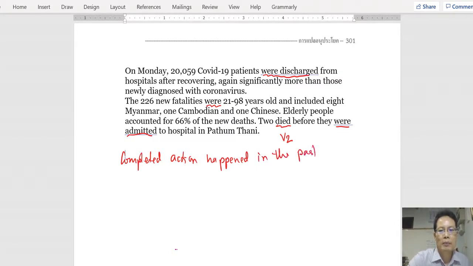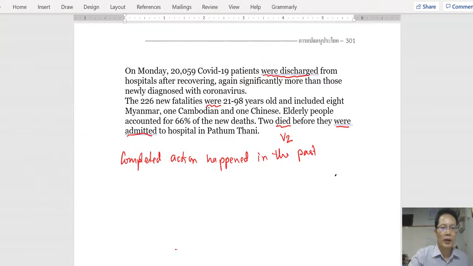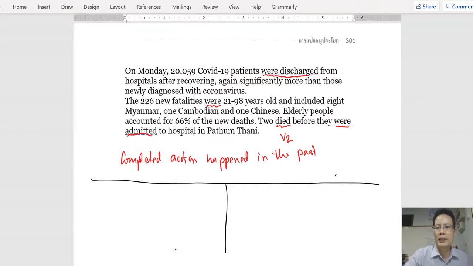This is past simple tense. The structure of this tense consists of, let me divide the paper into two parts. The first one is for active voice and the second one is for passive voice. The left hand side is active voice.